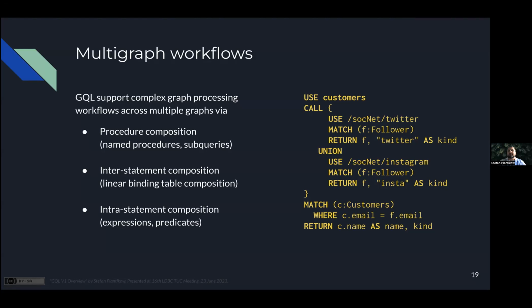And here I include a query that shows a little bit of the kinds of complex graph workflows that we hope to enable, and I'm sure we want to go beyond that in the future. It's an example of a multi-graph query that finds followers from two different graphs, builds a union, and then finds matching customers from a third graph that have the same email.